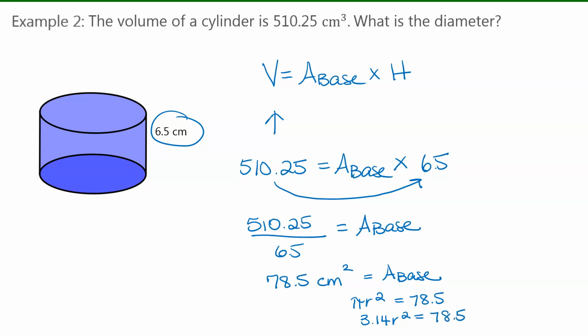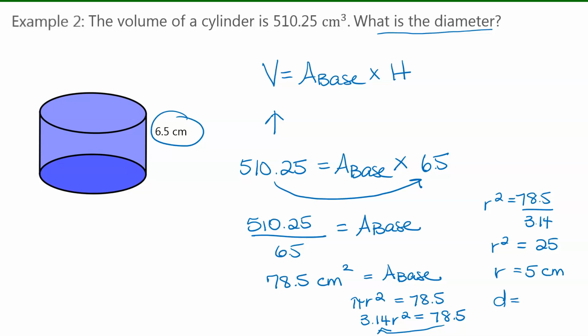So if I divide 78.5 by 3.14, that will give me r squared. So r squared is equal to 78.5 divided by 3.14. So I get r squared is equal to 25. So then we think, what number multiplies by itself to give us 25? Well, r would be equal to 5, and the units here are centimeters. So in this case, they're not asking for r, they're asking for the diameter. So if the radius is 5 centimeters, the diameter is going to be 10 centimeters.